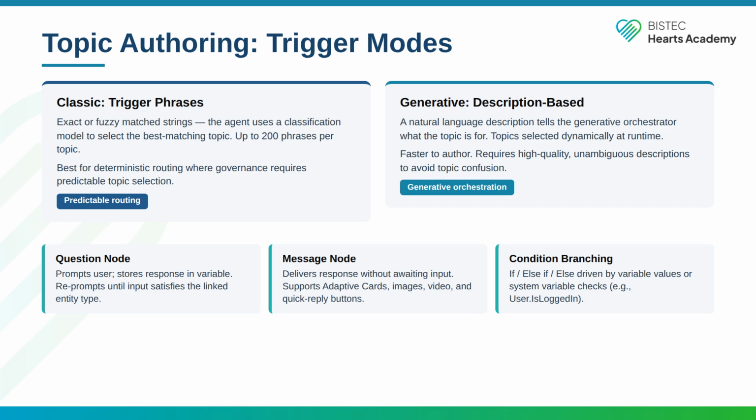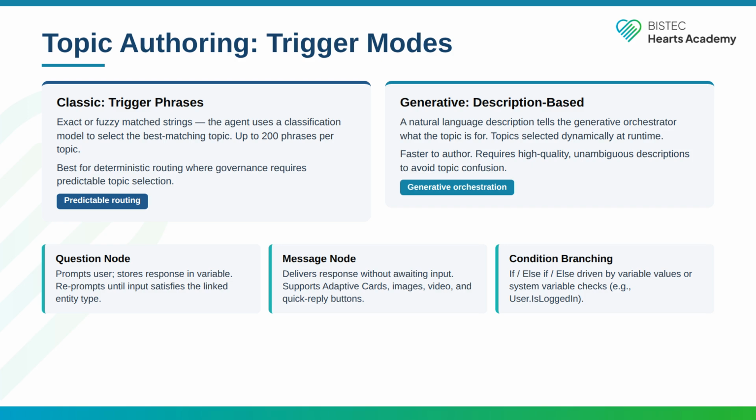The routing is deterministic in the sense that it depends directly on the quality and coverage of your phrase list. If you write comprehensive, well-differentiated phrases, you get predictable routing. This predictability is a governance asset. You can audit the phrase list, identify gaps, and reason about which inputs will and will not trigger each topic.